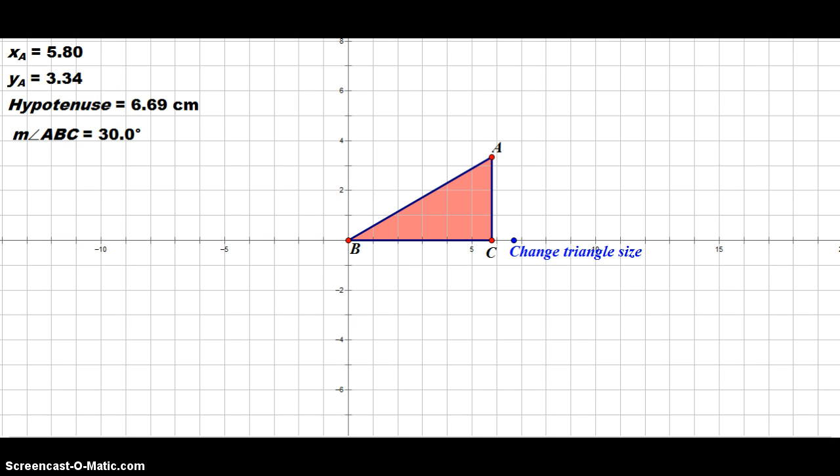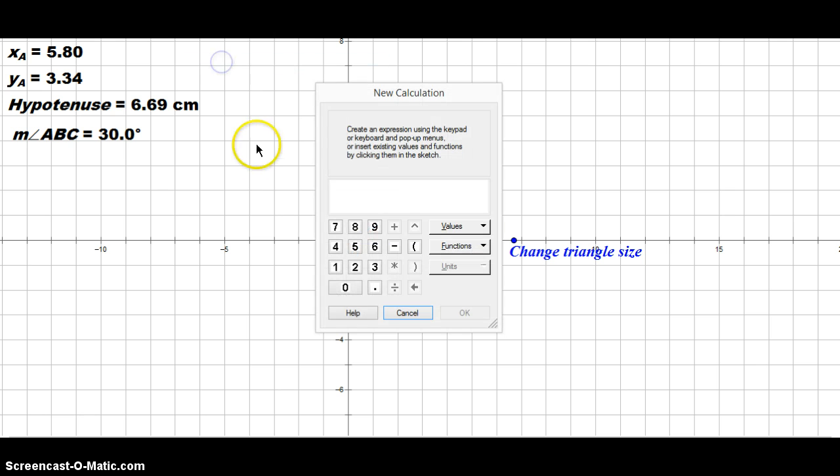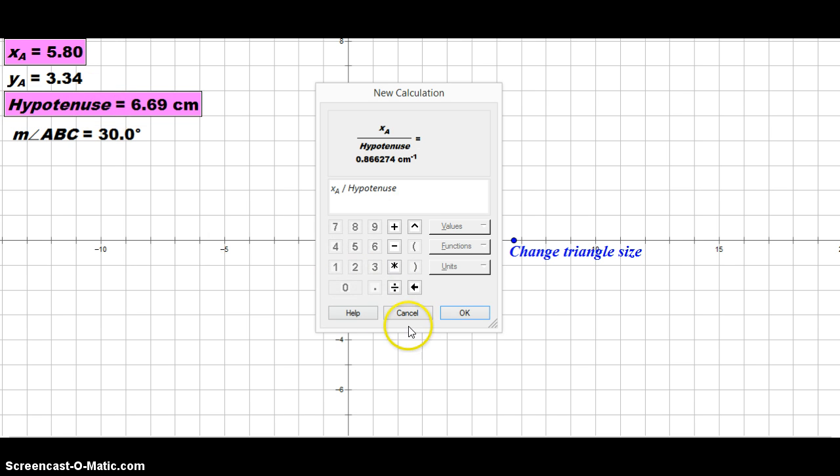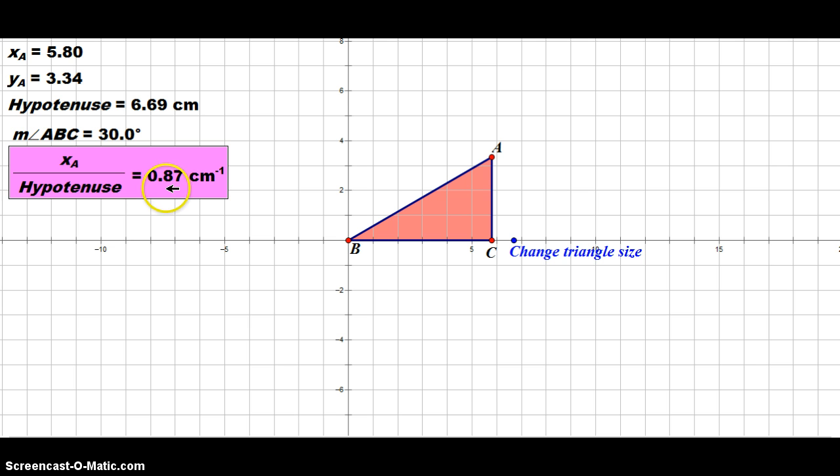So again, I could do that with GSP by going to the calculate option under the number menu. I will divide the x-coordinate by the hypotenuse, and there we have it. We have about a value of 0.87. So the next part, again, we use the x-coordinate there to determine the cosine ratio. Recall that for the sine ratio we use the y-coordinate.